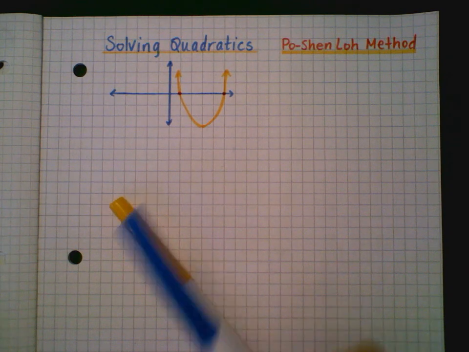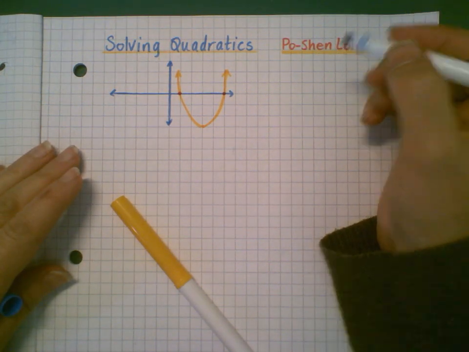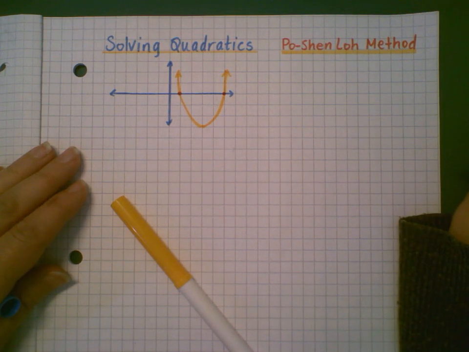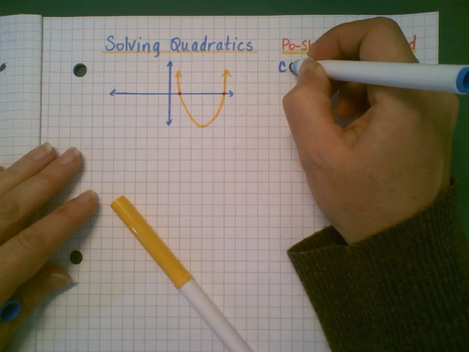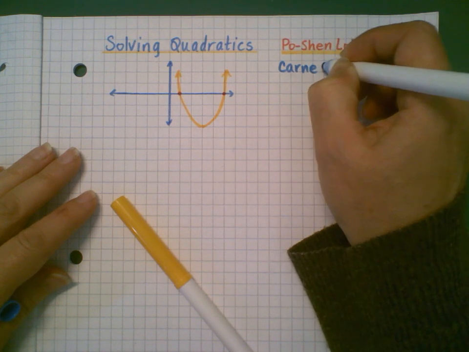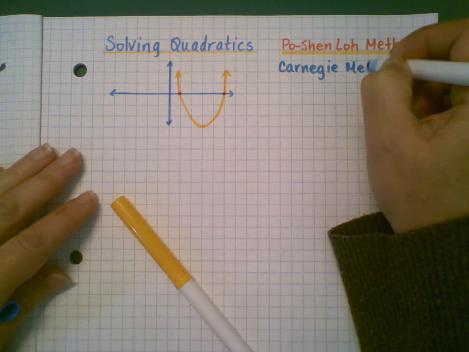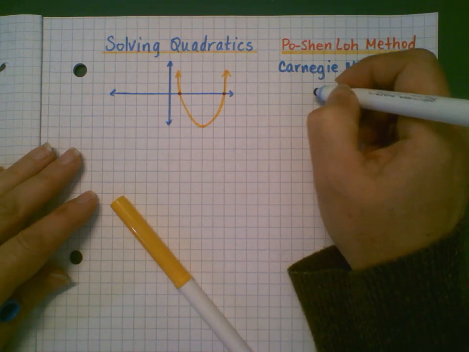This particular method was recently discovered by a mathematician named Po-Shen Loh. That's why I'm calling it the Po-Shen Loh Method. He's a mathematician who is working at the Carnegie Mellon University in Pittsburgh.